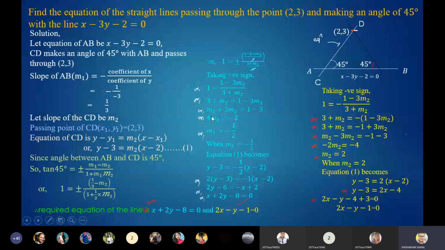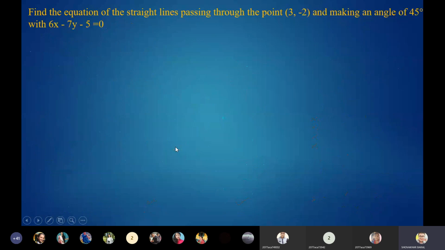So m2, after finding m2, you need to replace it in the equation here: y minus 3 equals m2 times x minus 2. यसमा यति replace गरे सकिहाल्यो. Okay, so the basic steps are m1, m2, passing point, and then the equation.